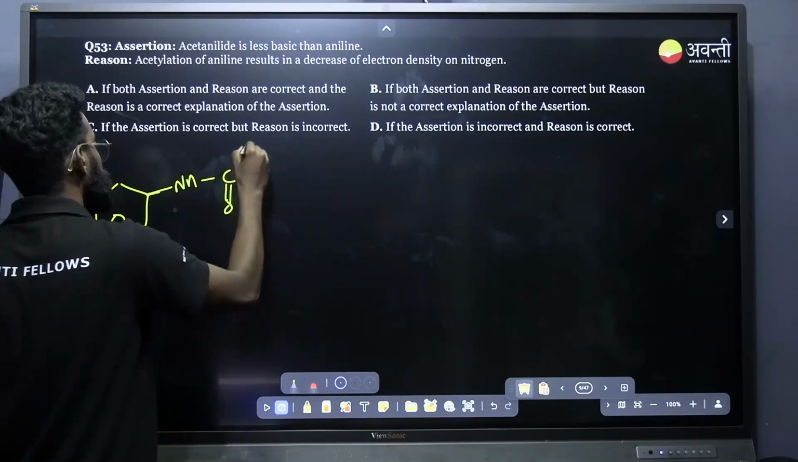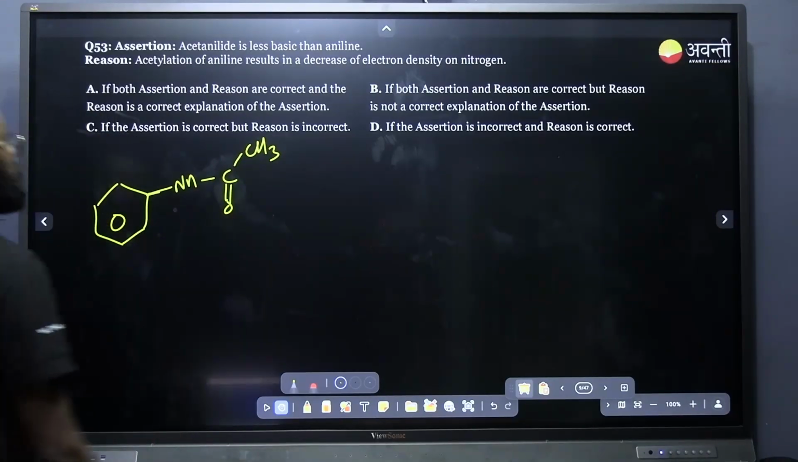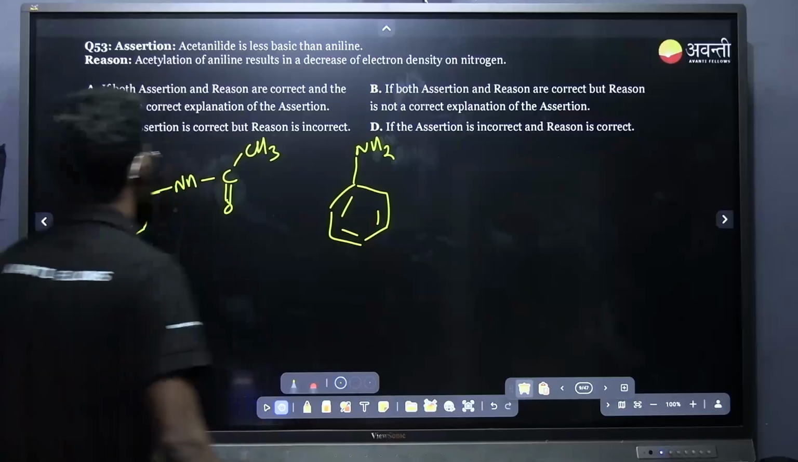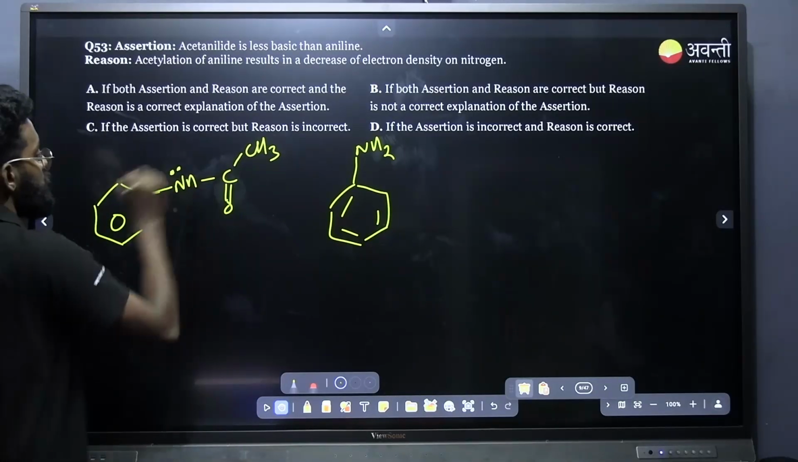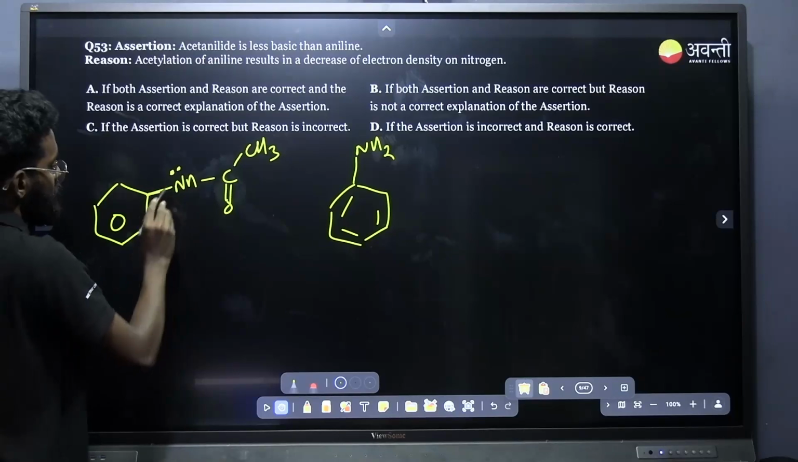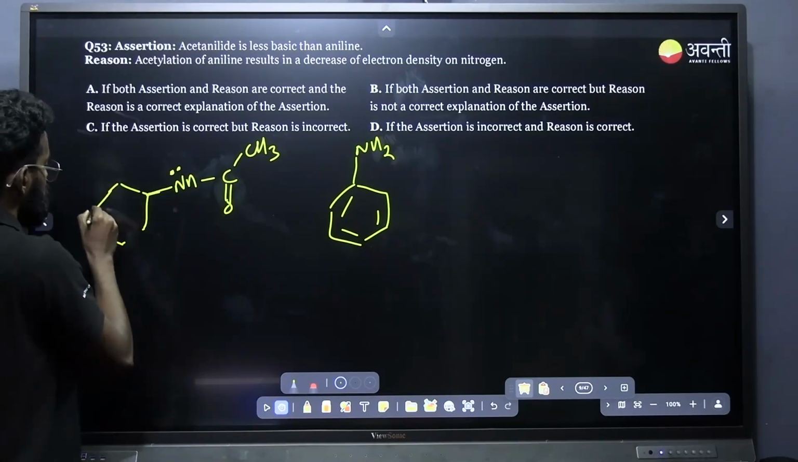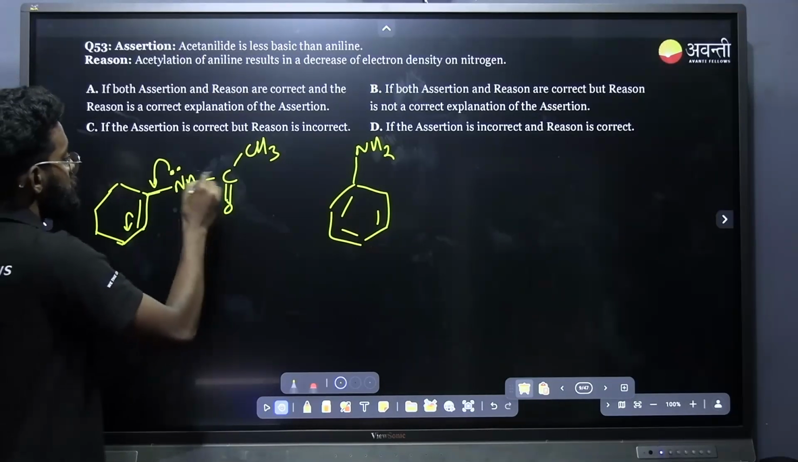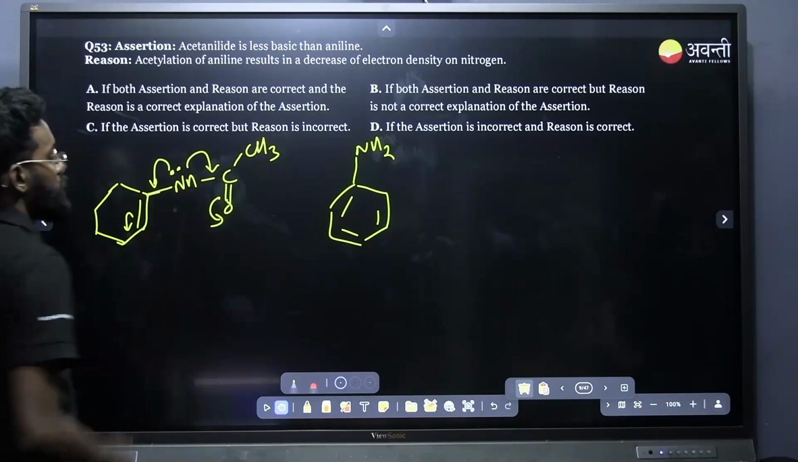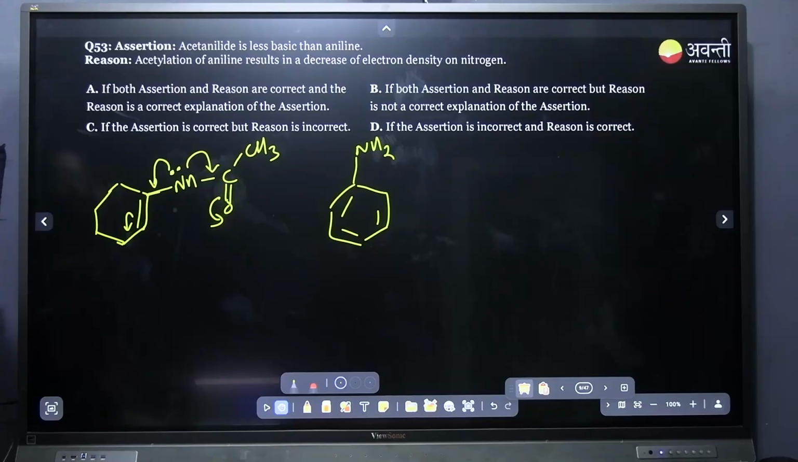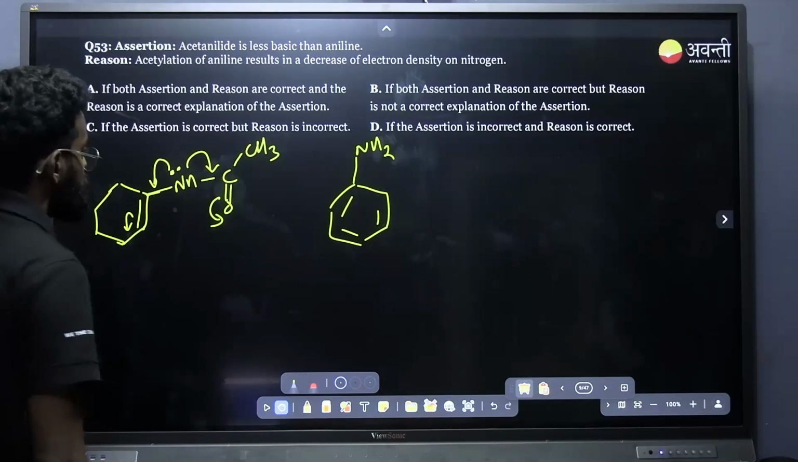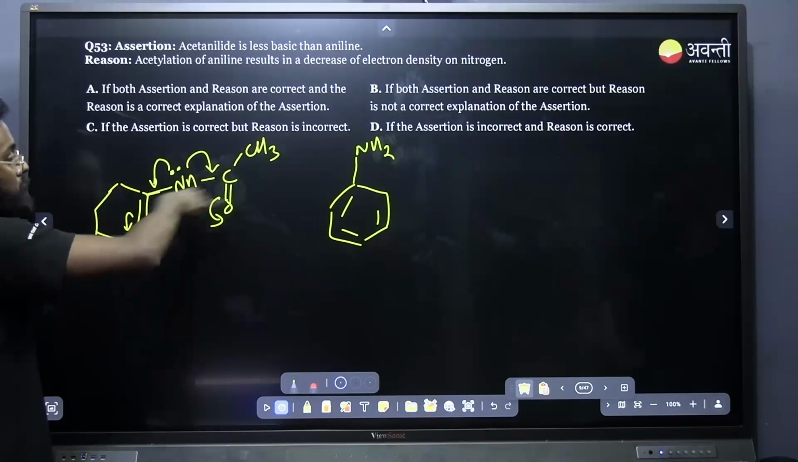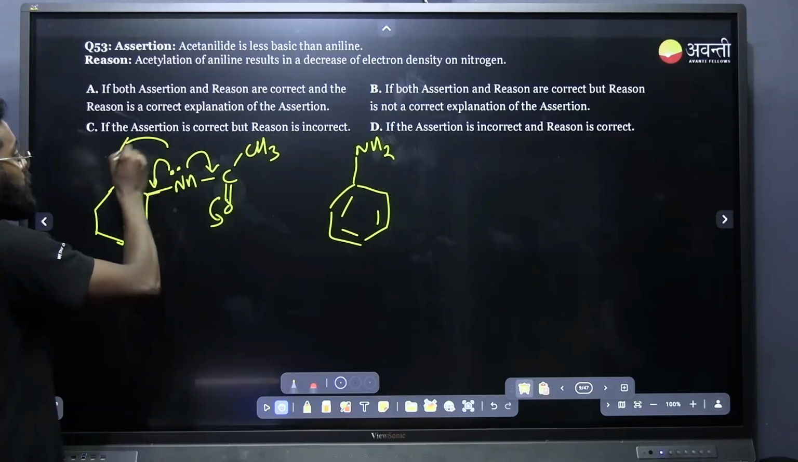NH, double bond O, CH3. Okay, look at the structure of acetanilide and look at the structure of aniline, NH2. Here in acetanilide, the lone pair on nitrogen is involved in conjugation with the benzene ring, as well as in conjugation with the carbonyl carbon. That is, we can see there is a cross conjugation. Because of the cross conjugation, this lone pair won't be easily available for donation.